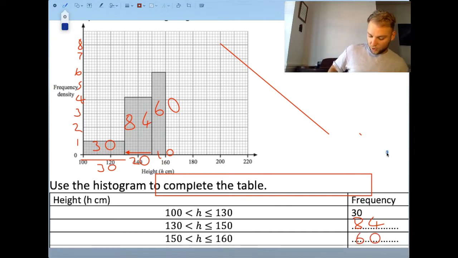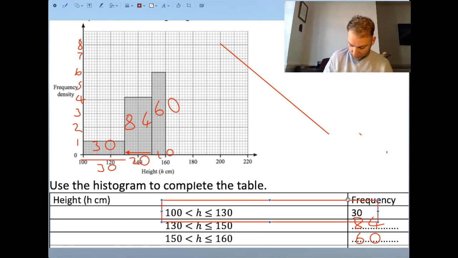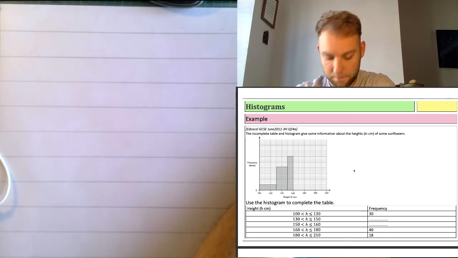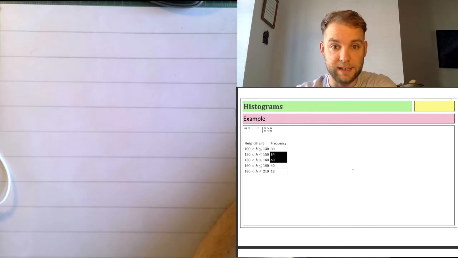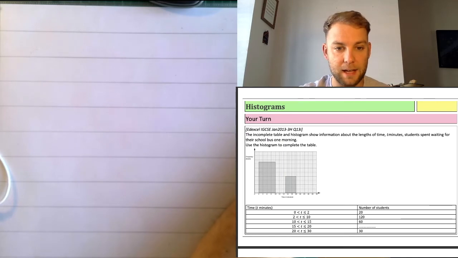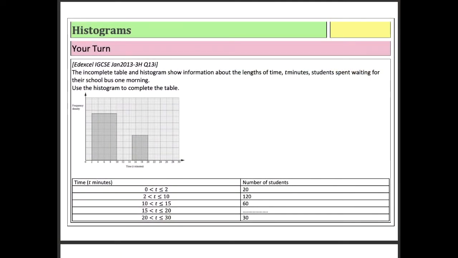Okay, and it's tricky to work that out because we've got to work out that frequency density first. So we've got to work out this height here, and we do that by using this first one here, don't we? So let's just check that answer then. So 84 and 60, brilliant, yeah, well done. Okay, so let's have a go at this next one. I'll make it big. Pause now and have a go at that yourself.